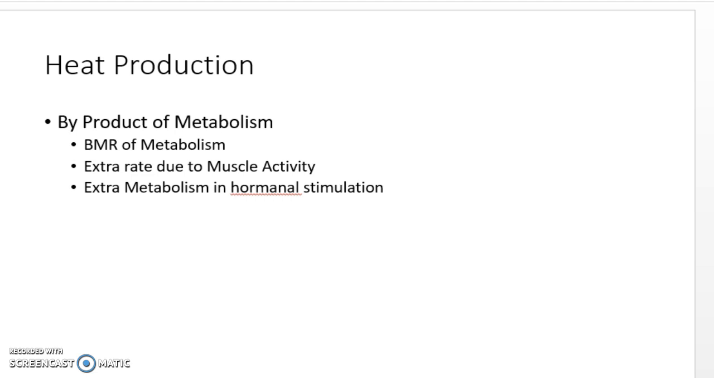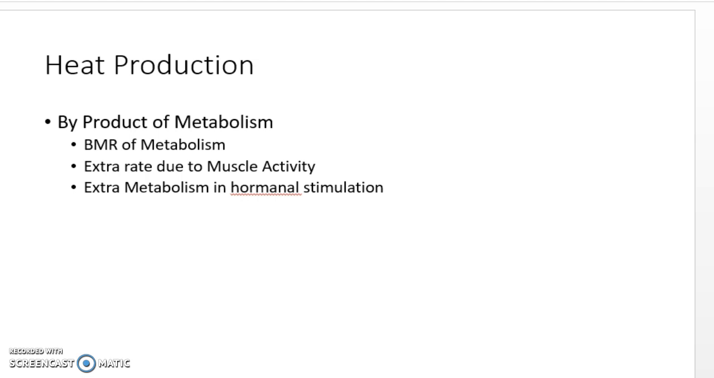What is it going to be a byproduct of? Well, it can be a byproduct of metabolic rate. So how can it be based on metabolic rate? Because an increase of 1 Celsius increases the basal metabolic rate by 10%.